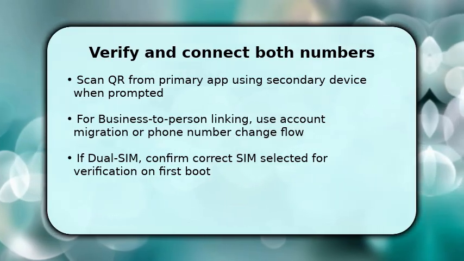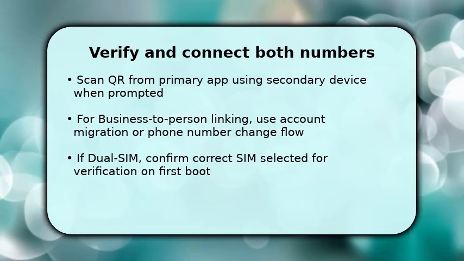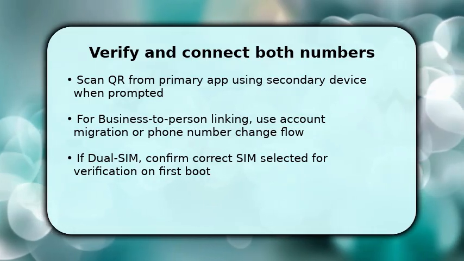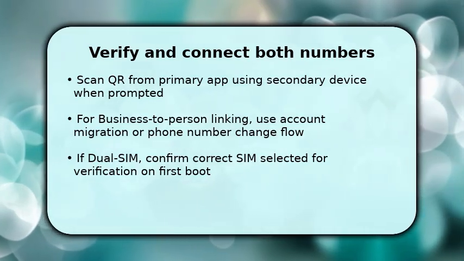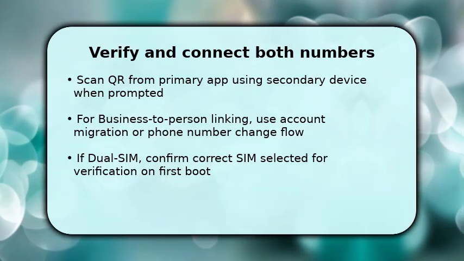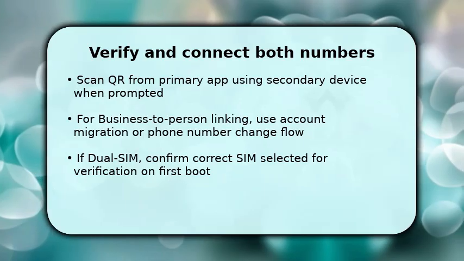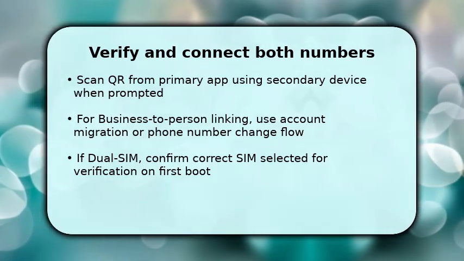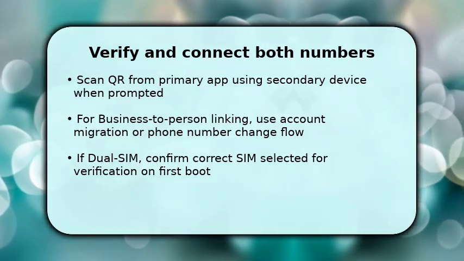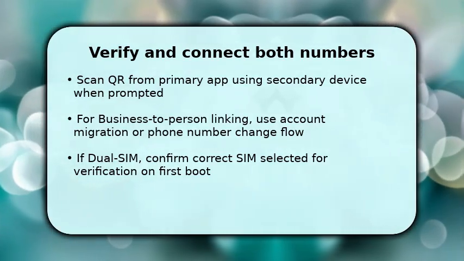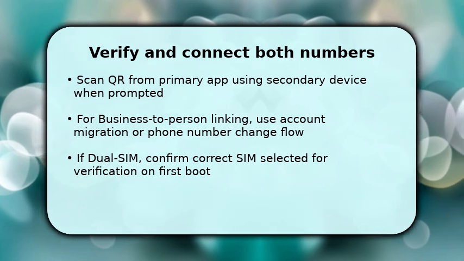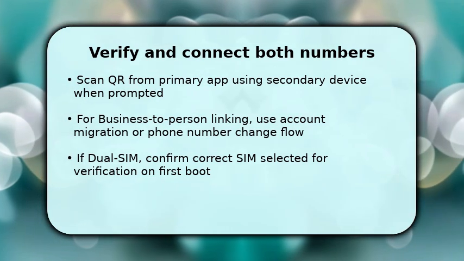If you're moving a number between business and personal apps, use the migration or change number flow to preserve chats, follow on-screen prompts, and complete SMS/call verification. For dual SIM phones, ensure the correct SIM is active during verification. Make sure to wait for confirmation that the session is active. Do not close apps mid-process to avoid failed linkages.